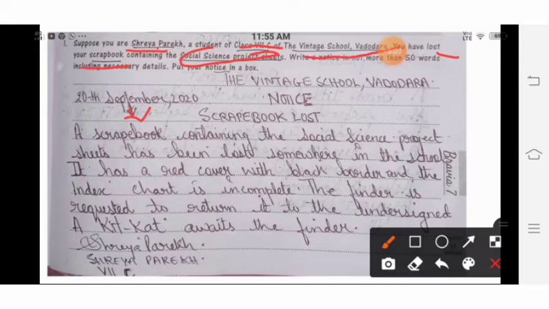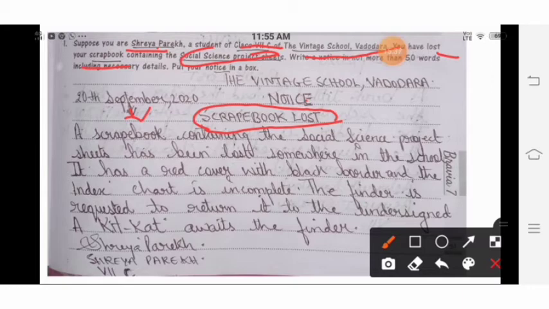And then, next, write down the heading: the scrapbook lost. Right? You have written an eye-catching heading about whatever has been lost. After that, start writing. What is lost? A scrapbook containing the social science project sheet has been lost somewhere. It is all given here. You can see it in the question. Where in the school? They have mentioned it is lost in the school only. Now you just tell the details of the file. It has a red cover with a black border and the index chart is incomplete.